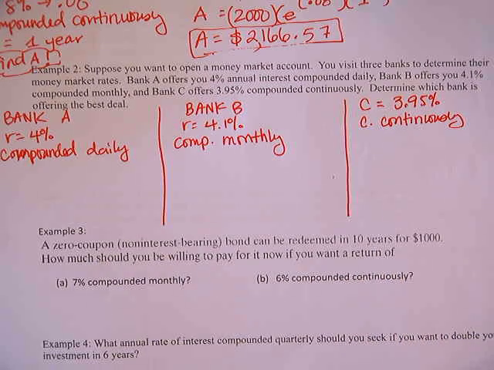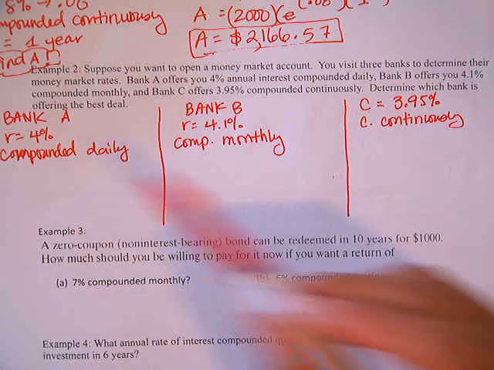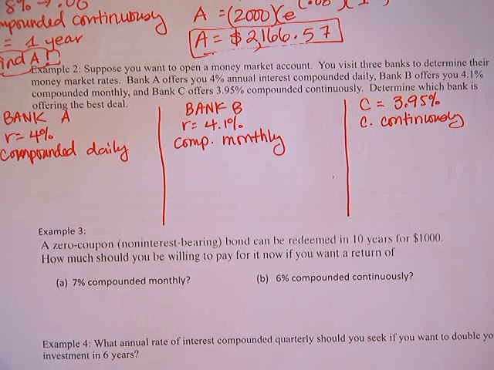The question is, determine which bank is offering the best deal. This is the sort of thing you're going to need to do when you are on your own. When you have money and you want to invest, you have to shop around. Or when you're about to buy a house or a car, you have to go shop around to see which institution is giving you the best for your money.